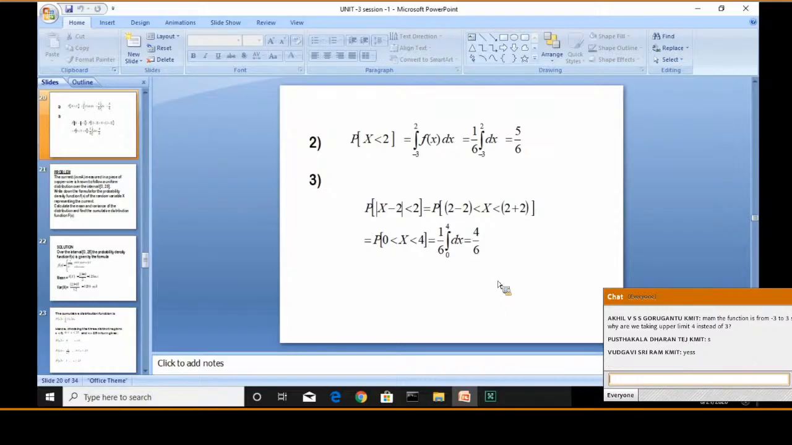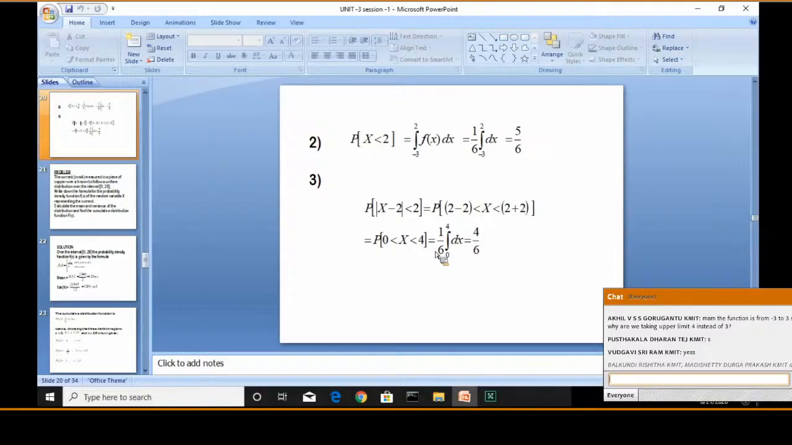Ma'am, the function is from minus 3 to 3. So why are we taking the upper limit 4 instead of 3? They did not ask you to say that is what integral. The limit 0 to 3 I could have taken. Oh, that is a question. So I did not go for the problem. Question only I answered. Your question is exactly correct. Yes, Akhil, you are correct. Yes, I did not go for it. And also one more thing, I made a mistake. You see 0 less than x less than 4.